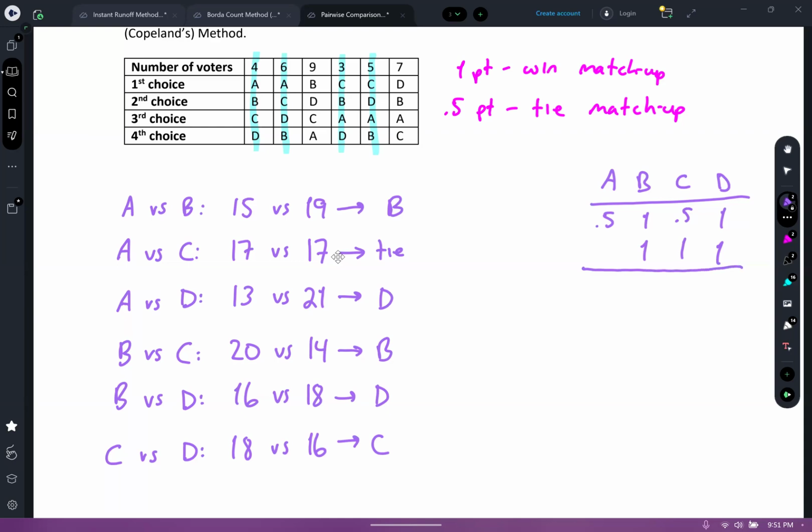All right, so then we can just add up to determine the total number of points each candidate got. A got half a point, B got 2 points, C got 1.5 points, and D got 2 points. So B and D tied for the most points, and that means for this election, the result would be a tie between B and D.